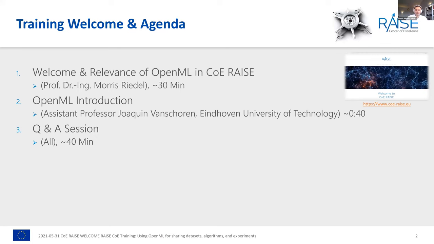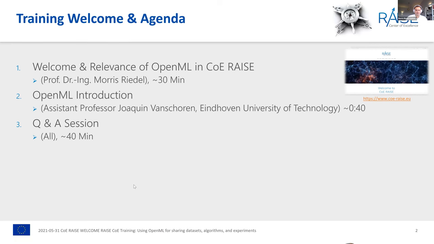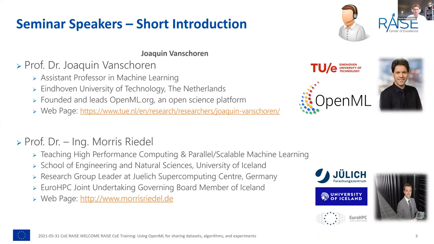Just shortly, some elements about the speakers again. So Joachim van Schoren, as I said, is an assistant professor in machine learning and one of the founders, if not the founder, of OpenML. This platform is growing quite significantly in terms of different experiments and different code. You will see he provides a very good introduction to this, I believe.